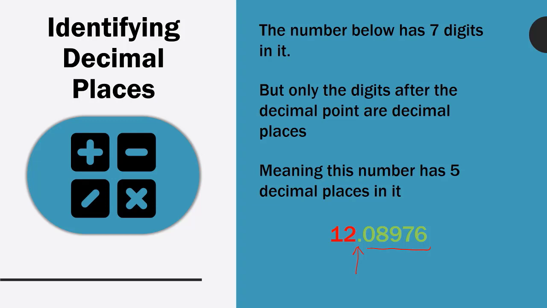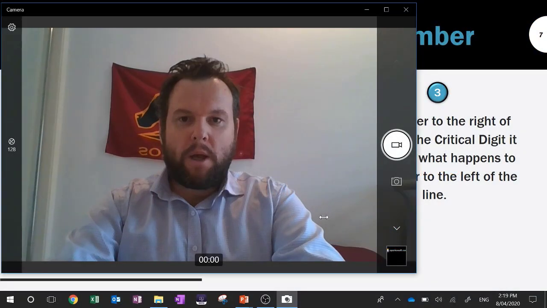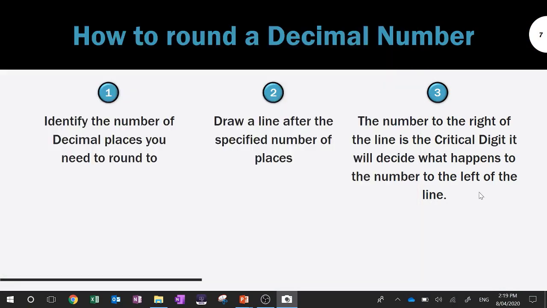Now, this is really important because when we ask you to answer these questions, you're going to be given a certain number of places to round a number to, okay? So it'll say round this number to 2 decimal places, or round this number to 3 decimal places. So being able to identify how many decimal places are actually in the number to start with is a really important skill. Okay, so now let's have a look at exactly what a question would look like for you when you do this a little bit later on.